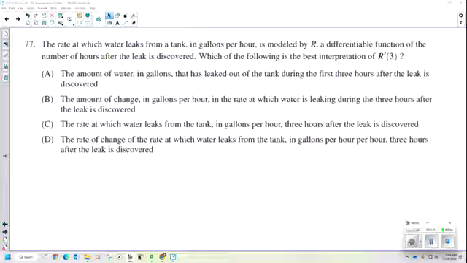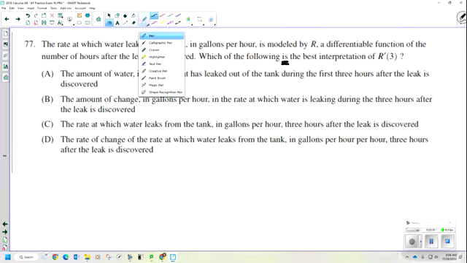The rate at which water leaks from a tank in gallons per hour is modeled by R, a differentiable function of the number of hours after the leak is discovered. Which of the following is the best interpretation of R prime of 3? Can't forget that word is.